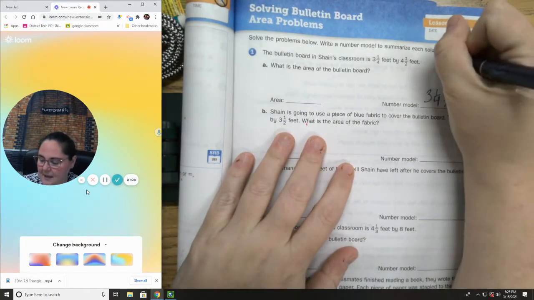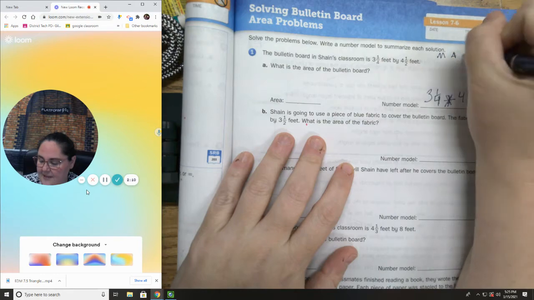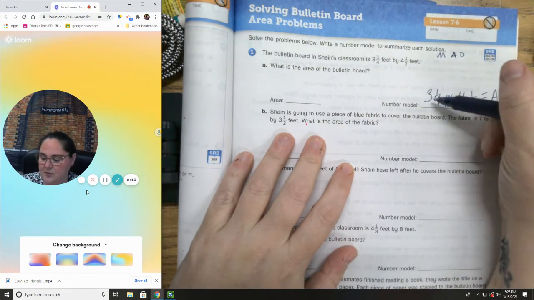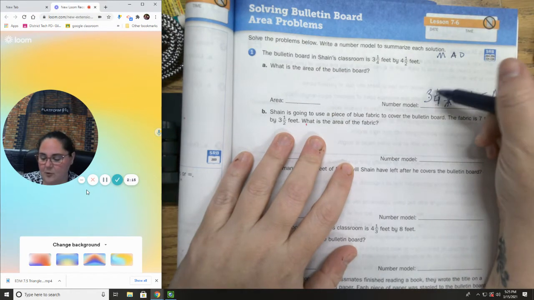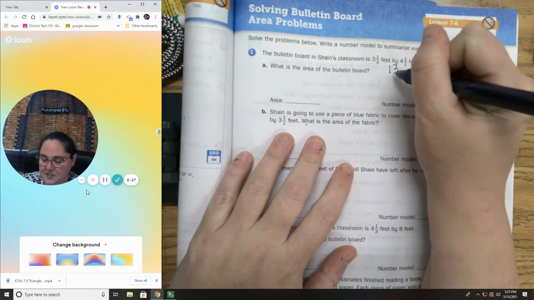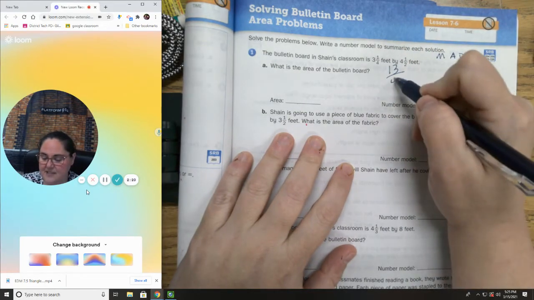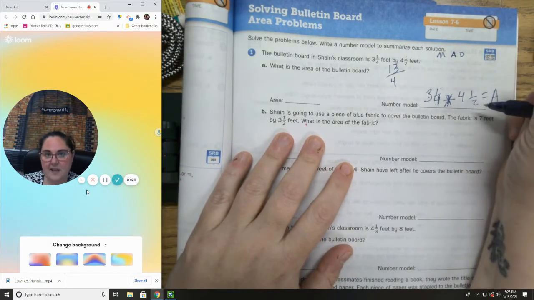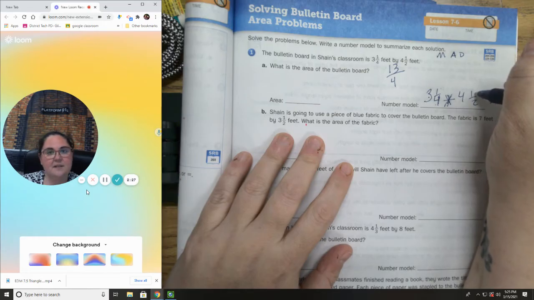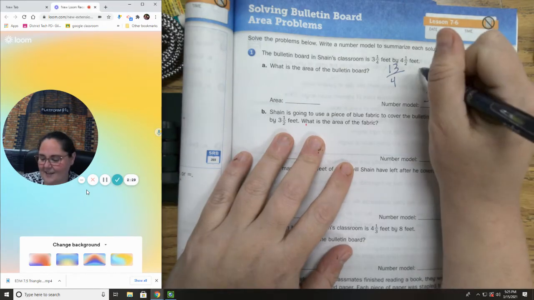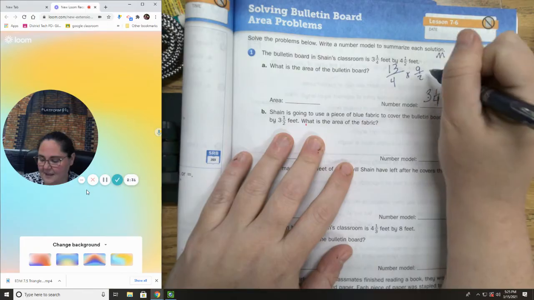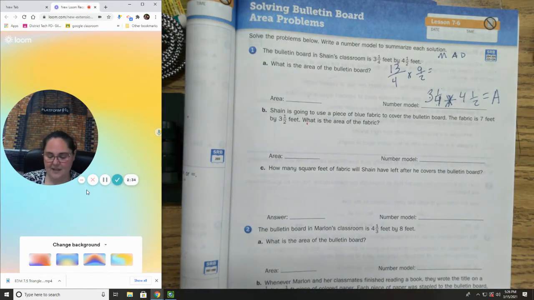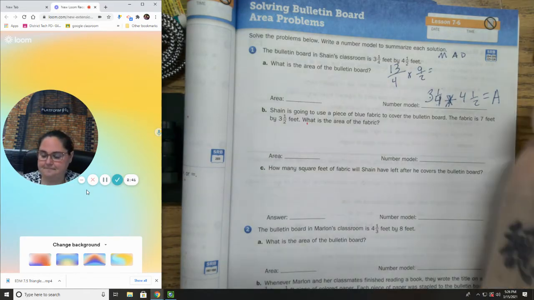I'm going to start by changing to improper fractions. Multiply, add, denominator stays the same. So 3 times 4, 12, plus 1, 13, denominator stays the same. 4 times 2, 8, plus 1, 9, denominator stays the same. And now multiply it straight across. Go ahead and pause the video if you need to. Multiply straight across. What is your new fraction?